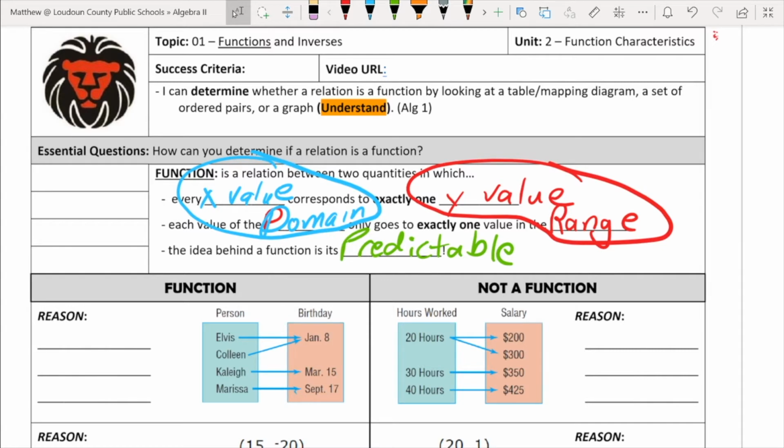Let's look at the next problem. Okay, so we have a function. This is what we call a mapping diagram. It says Elvis's birthday is on January 8th, so is Colleen's. Kaylee's is on March 15th, and Marissa's is on September 17th. This is a function because each x value corresponds to exactly one y value. This is the x value in this case, and this is the y value. So every person has only one birthday.